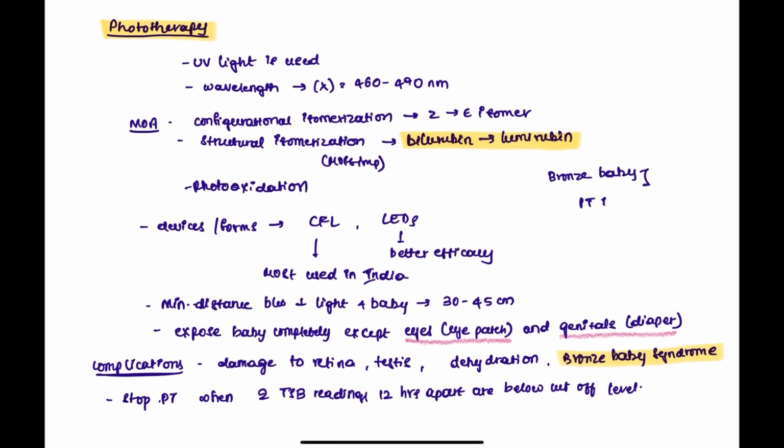A short note on the bronze baby syndrome: it occurs when phototherapy is given in a baby with conjugated hyperbilirubinemia, and hence in conjugated hyperbilirubinemia, we have to avoid giving phototherapy.